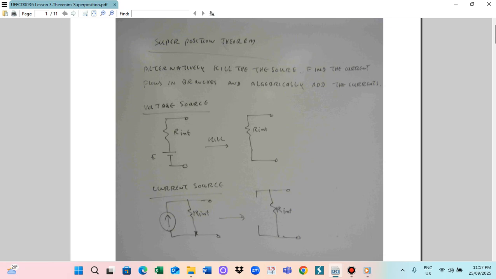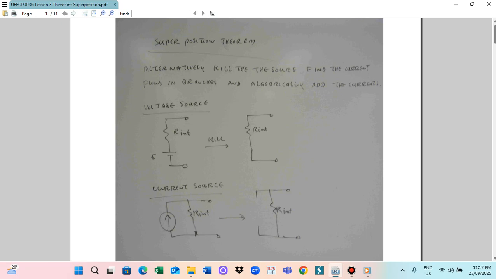So voltage sources and current sources are present in any network. According to the superposition theorem, we need to alternately scale the source. Scaling the source means that for the voltage source you make a short circuit, and for the current source you make an open circuit. Then you algebraically add the currents. In this way we can solve the problem.